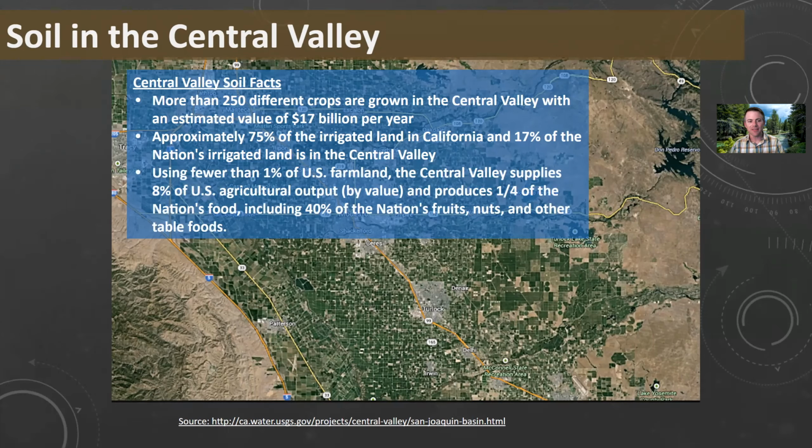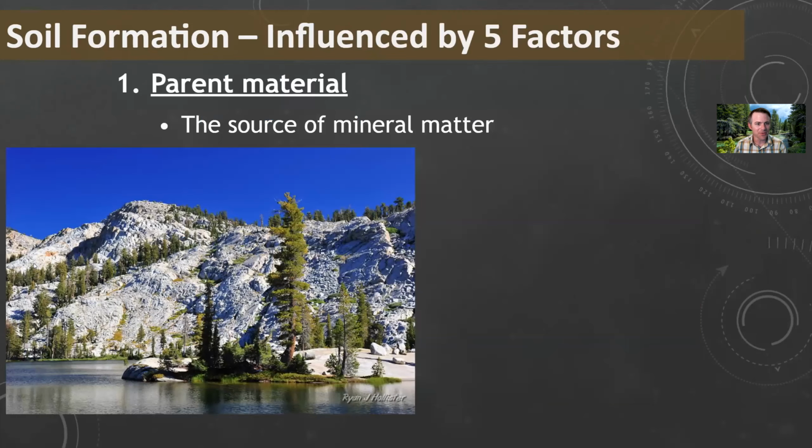But then the other thing is, using fewer than 1% of all the farmland in the United States, the Central Valley supplies 8% of the US agricultural output. So 1% of the land is producing 8% of our nation's agricultural output by value. It produces a quarter of the nation's food. Isn't that crazy? A quarter of the nation's food, 40% of the fruits and nuts and other table foods and things like that. So this soil is very important to us and to a lot of folks here.